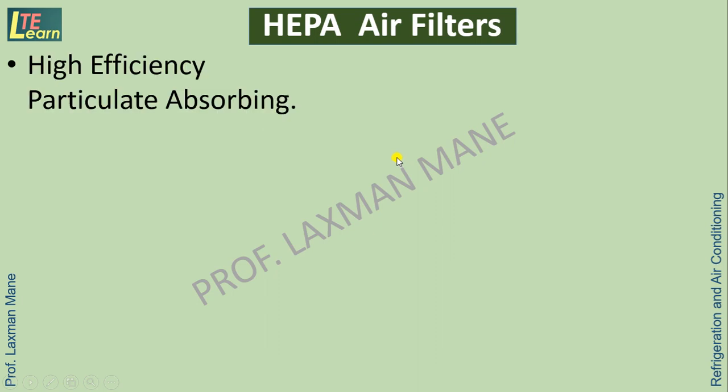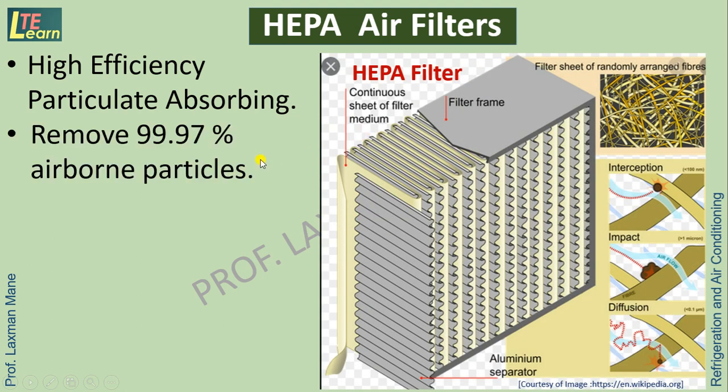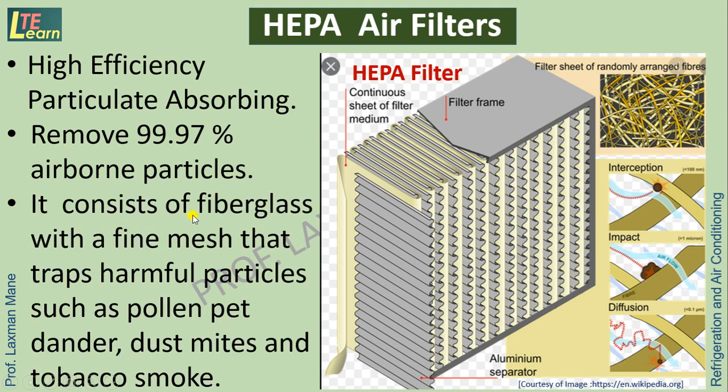HEPA air filters. HEPA means high efficiency particulate absorbing. It removes 99.97% of airborne particles. It consists of fiberglass with a fine mesh that traps harmful particles such as pollen, pet dander, dust mites and tobacco smoke. Here we can see a continuous sheet of fiber medium fitted in a filter frame with aluminum separator.